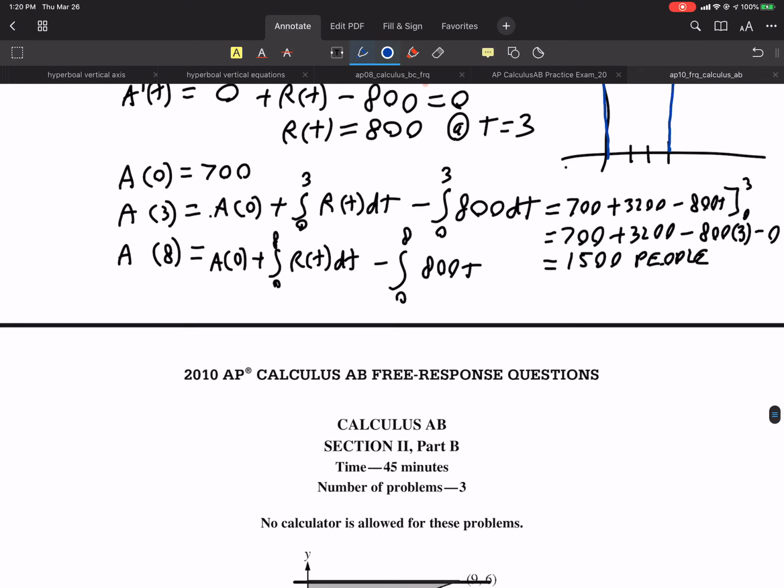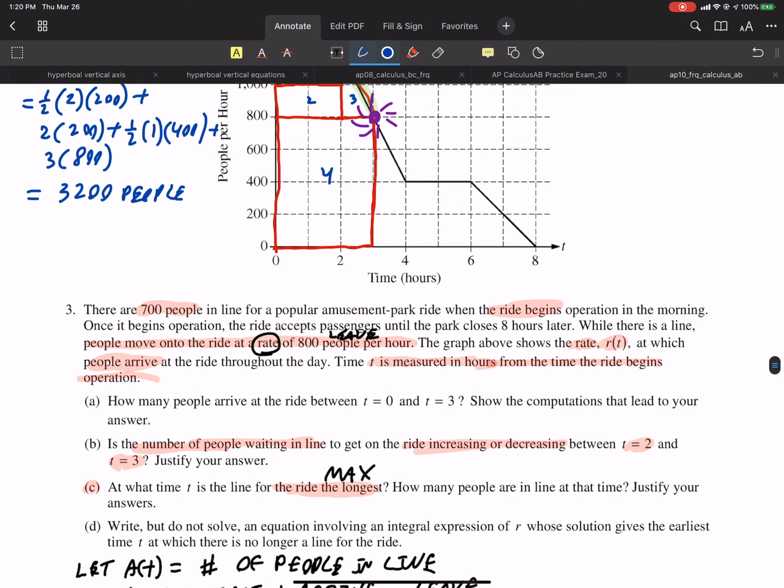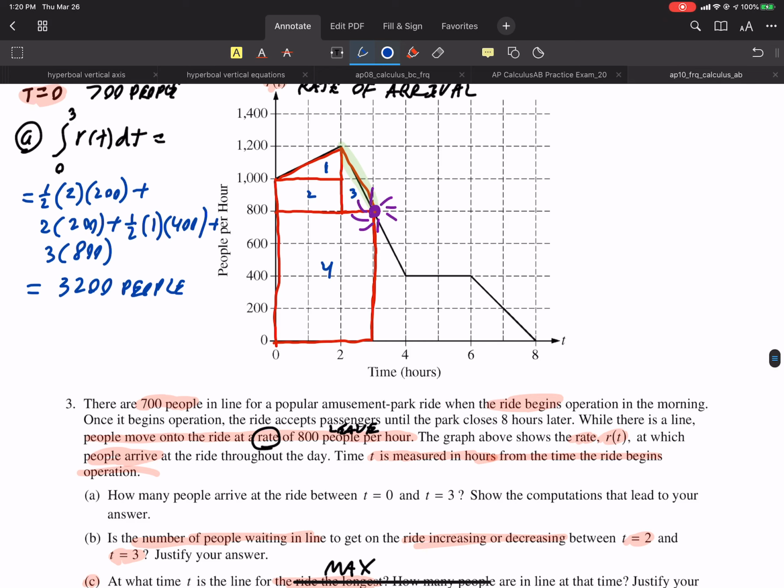All right, so looking at this part, 700 is a starting amount. Now to integrate from 0 to 8, we have to do this. We already know that this part has an area of 3,200. So we need to find the area of the remaining regions. This one goes from 3 to 6, so the width is 3 and the height is 400. So 3 times 400, that's 1,200 people there.